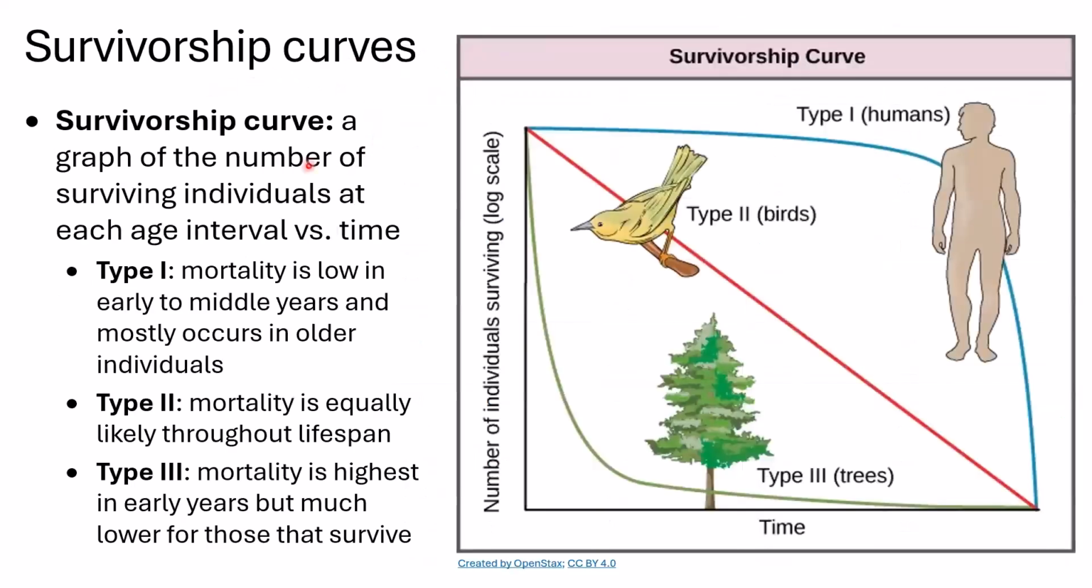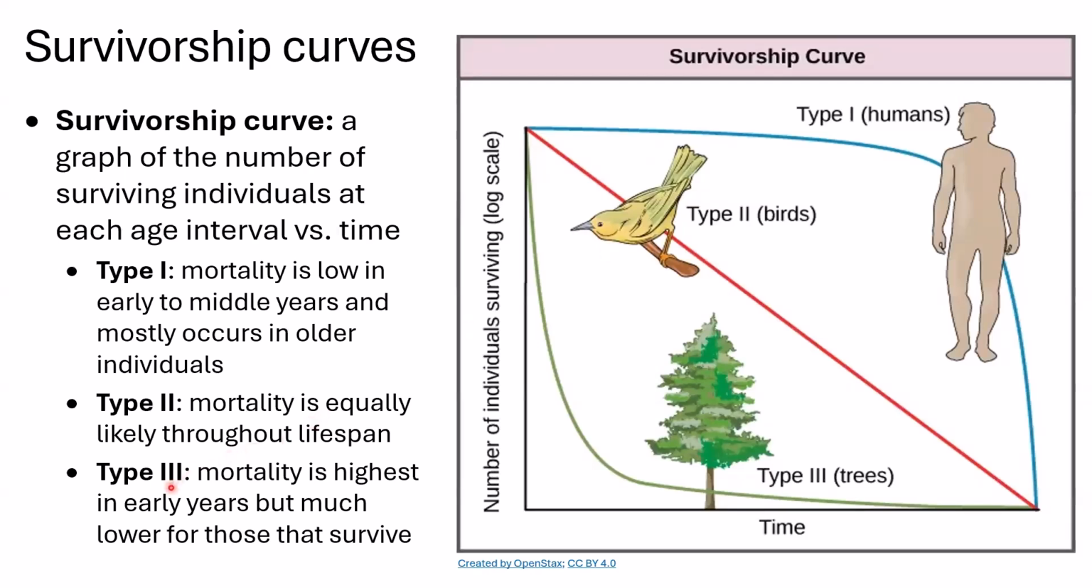Survivorship curves are graphs of the number of surviving individuals at each age interval over time. A type 1 survivorship curve is one in which mortality is low in early to middle years and higher in older individuals. This is generally the case for species in which very few offspring are produced at a time, and there is more parental care to ensure that the offspring survives, such as with humans. A type 2 survivorship curve is one in which mortality is for the most part equally likely throughout lifespan. Birds are an example of a species with this type of survivorship curve.